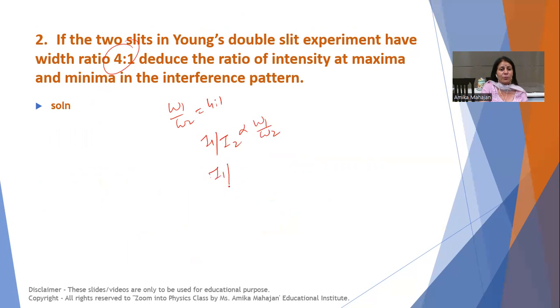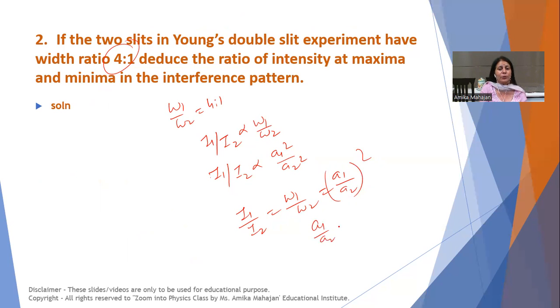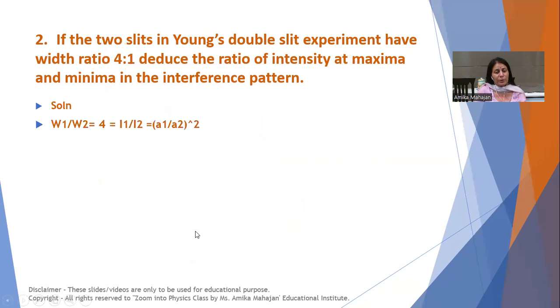So intensity is also proportional to square of amplitudes of the wave. So these are two formulas. When I compare these two equations, I get this relation. And we know that W1 by W2 is 4. So A1 by A2 is 2. So in this way, ratio of two amplitudes is known to be 2.